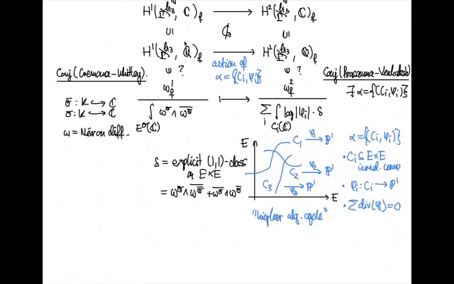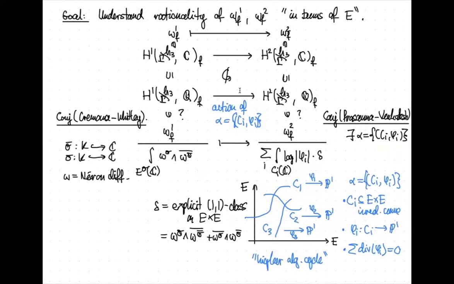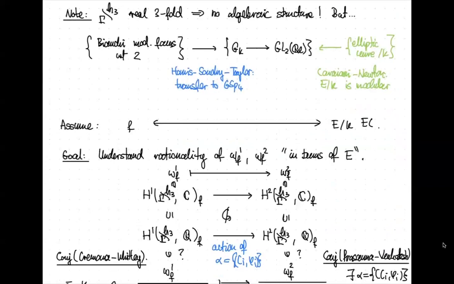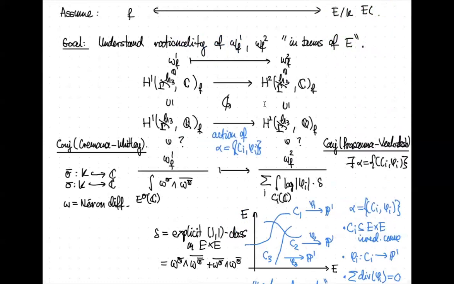Sorry, Alex, there's a question on the chat. I can read it out loud if you want. It's from Aaron Pollack. He asks, in these rationality conjectures, how is the Bianchi modular form normalized via the Fourier coefficients? Yes, perfect question. It's something I should have said, and the answer is yes. Thanks, Aaron, for the question. Please keep them coming. Here both omega F1 and omega F2 are Whittaker normalized, normalized in some specific way.